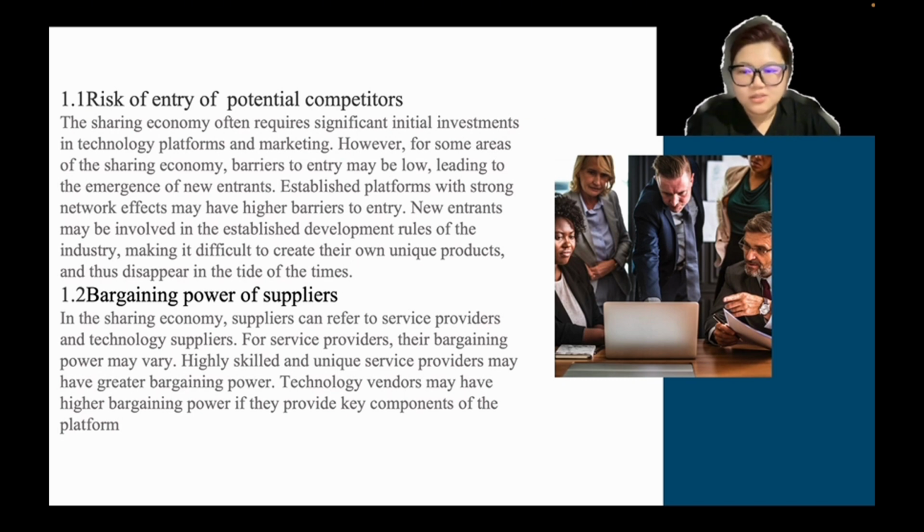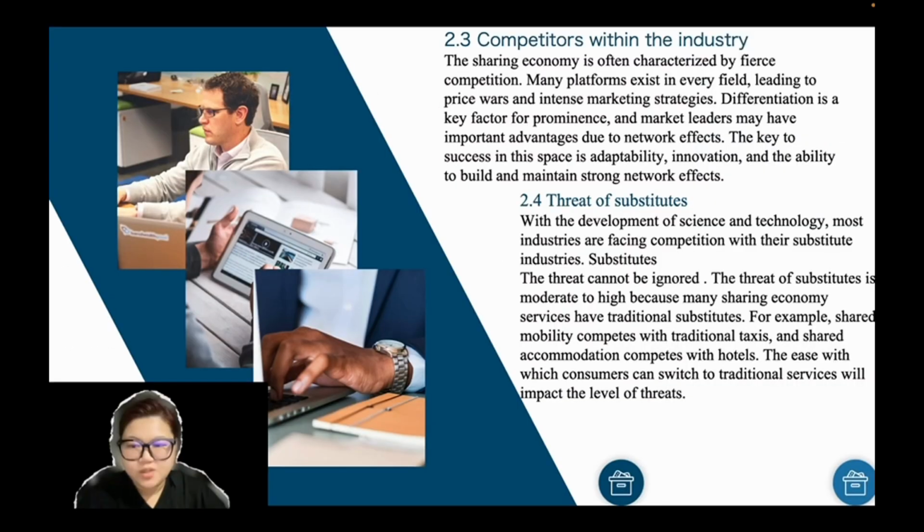The next one is the bargaining power of the suppliers. Technology vendors may have higher bargaining power if they provide key components of the platform. The next one is competitors within the industry. The sharing economy is often characterized by fierce competition. The key to success in this space is adaptability, innovation, and the ability to build and maintain strong network effects.